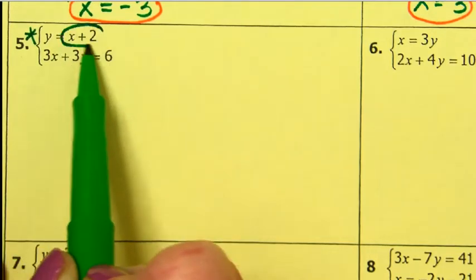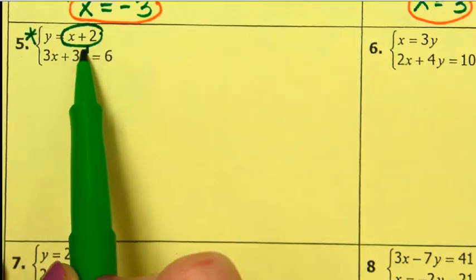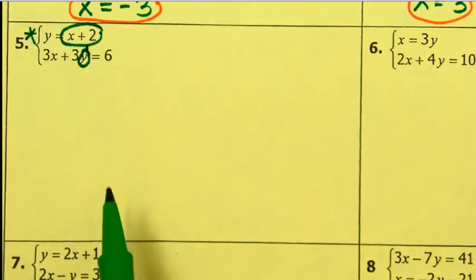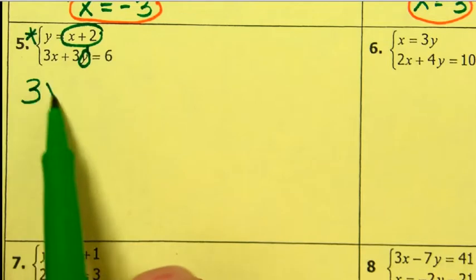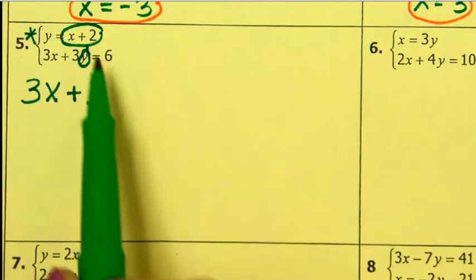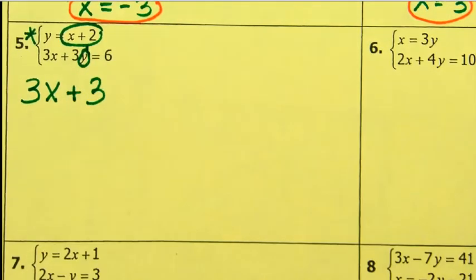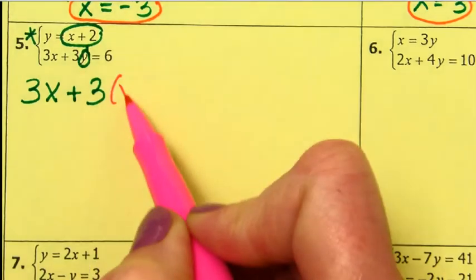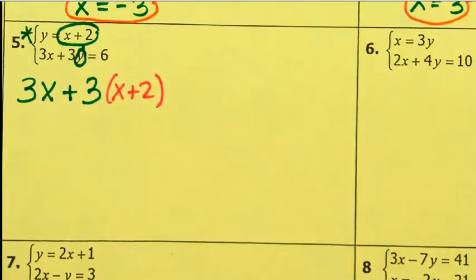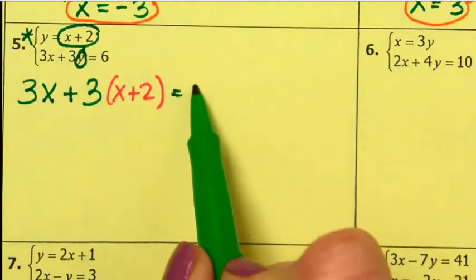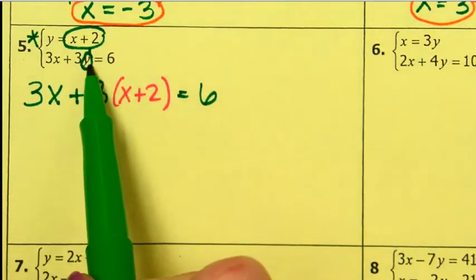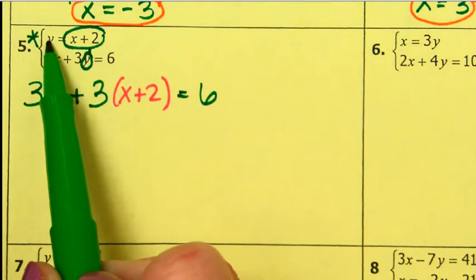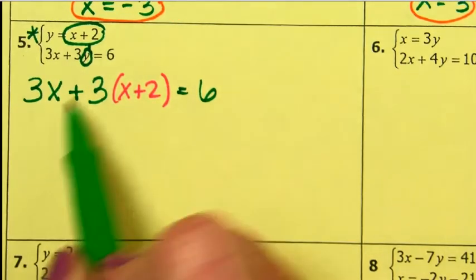So I'm going to take this x plus 2, and I'm going to substitute it in for this y. So instead of 3x plus 3y, I'm going to get 3x plus 3 times that x plus 2 right there, equals 6. So again, instead of the y, I have an x plus 2 because that's what the y equals up above.